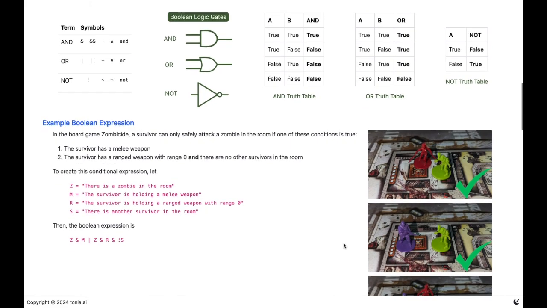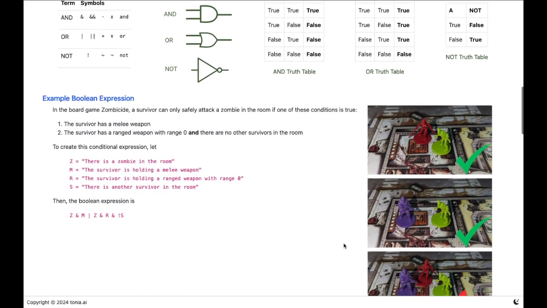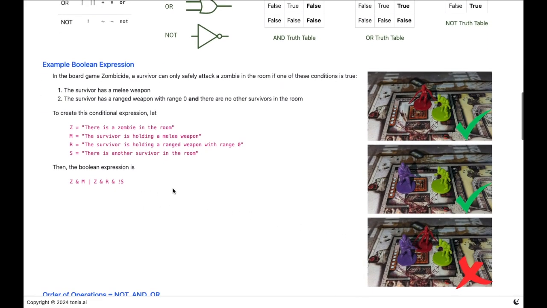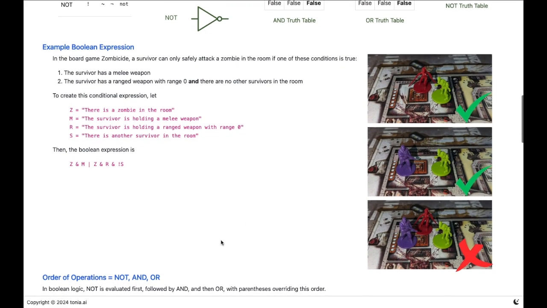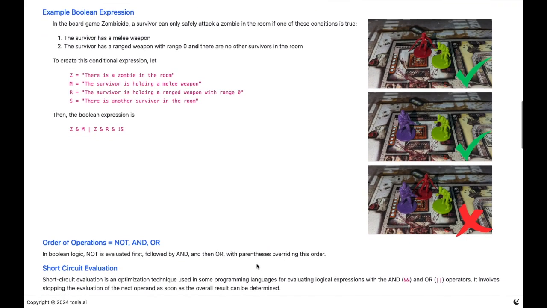So you can see how logical rules can be represented as Boolean expressions, and then those Boolean expressions, which evaluate to true or false, can be used to determine program code flow. It's important to note the order of operations. In Boolean logic, not is evaluated first, followed by and, then or, with parentheses used to override this order. Another concept that goes along with this is short-circuit evaluation.